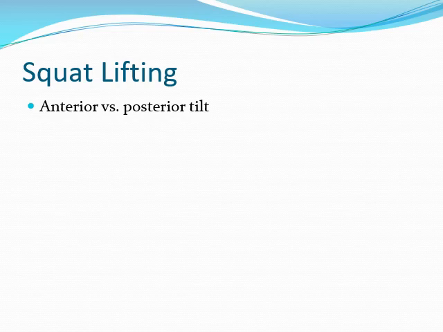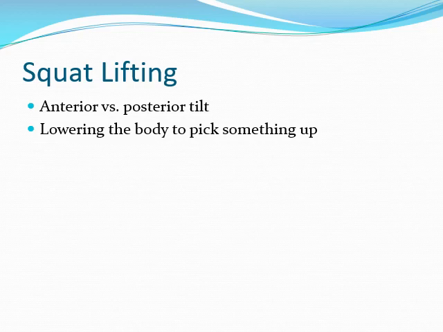A posterior tilt flattens it out. The importance of that again puts the muscles in a better activity. You get greater muscle activity actually with an anterior tilt because it's going to put the muscles in a more favorable position. So think about it when you're squat lifting or lowering to pick something up. Again, I'm going to ask the question here, what is the muscle activity taking place?